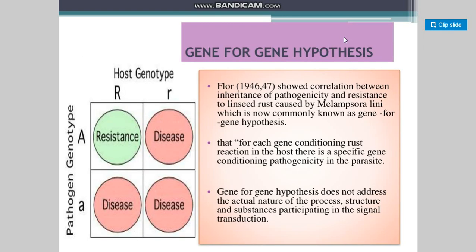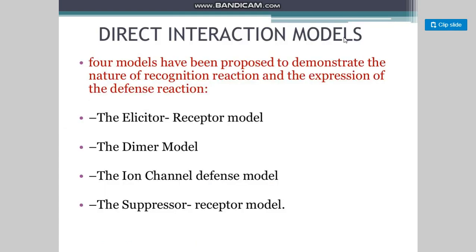Gene for gene hypothesis. Flor showed a correlation between inheritance of pathogenicity and resistance to linseed rust caused by Melampsora lini, which is now commonly known as the gene for gene hypothesis. For each gene conditioning rust reaction in the host, there is a specific gene conditioning pathogenicity in the parasite. For the direct interaction model, four models have been proposed: the elicitor receptor, the dimer model, the ion channel, and the suppressor receptor model.